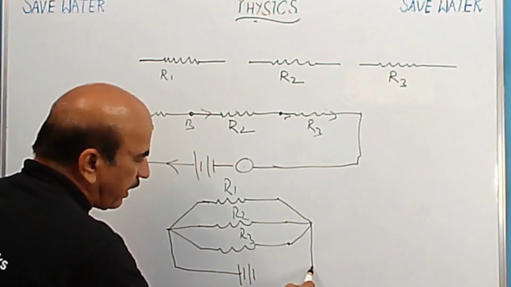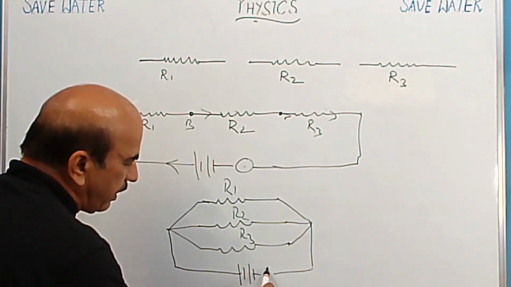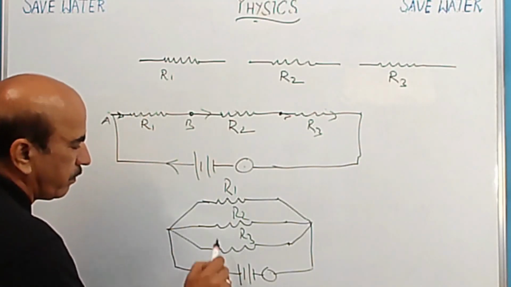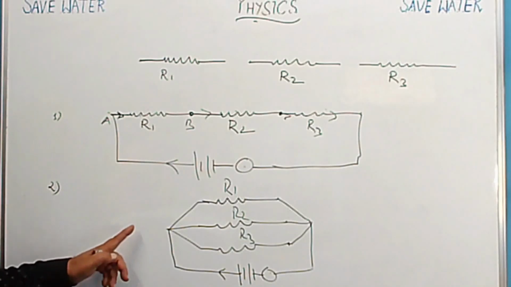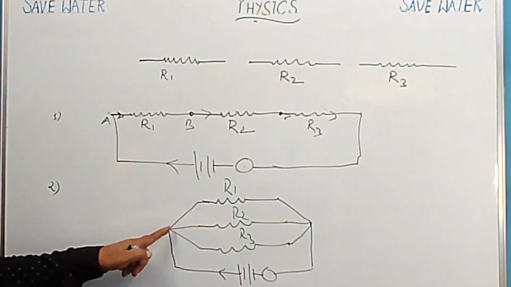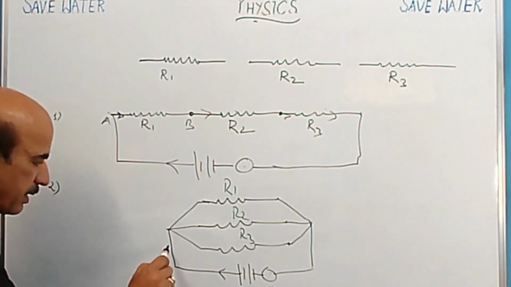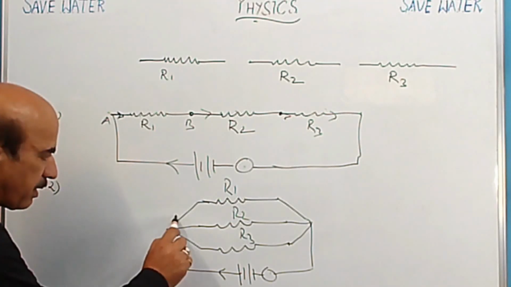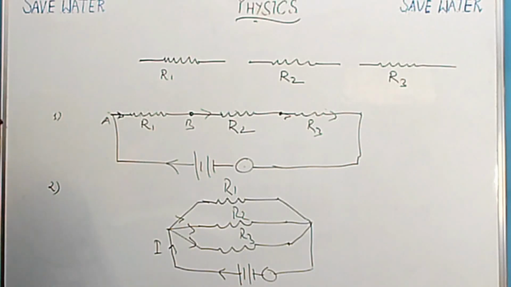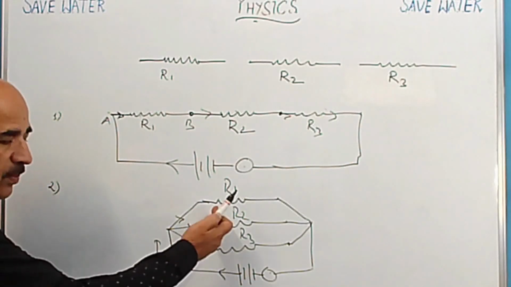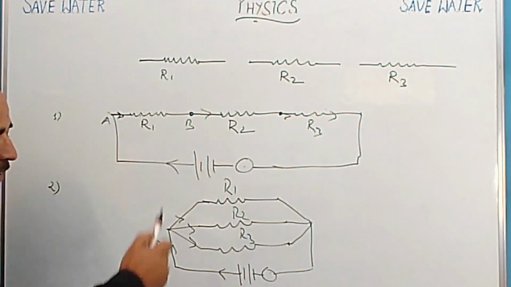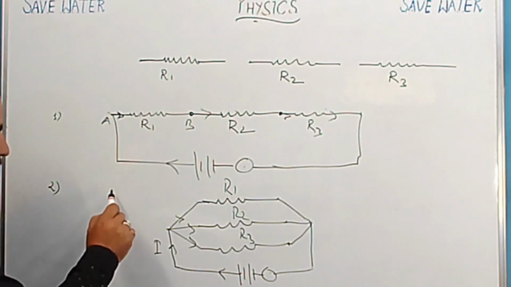Yes, and then connected to a battery, and here is a switch. So now what do you think? In this way, will the current be the same in all three resistors or different? Here the current is coming up to this I, and it is divided into how many parts? 3 parts.